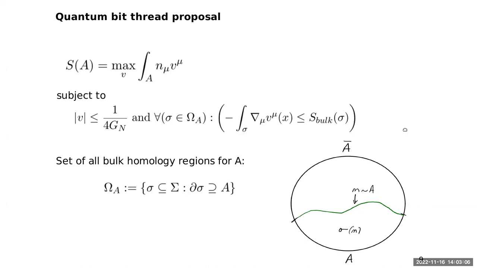If you don't like this constraint, you can also write it as follows: the flux of V through any del sigma is less than S gen of sigma. So this is nice because it's regulator scheme independent. And it says that the flux into any bulk homology region, so you calculate all the flux into this guy, is bounded by the generalized entropy. So that's equivalent to this. So there are no surfaces in this description. There's no RT surface or QES. We'll see that the quantum extremal surfaces are found dynamically. They're still going to be bottlenecks to the flux maximizing flow.